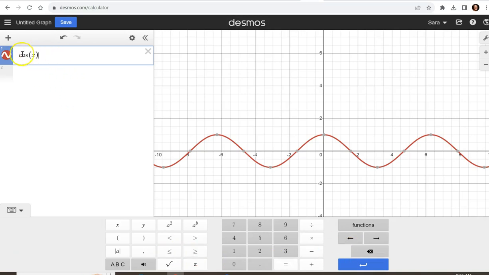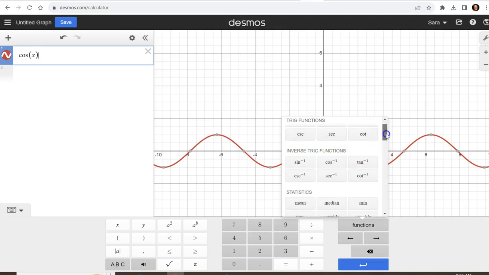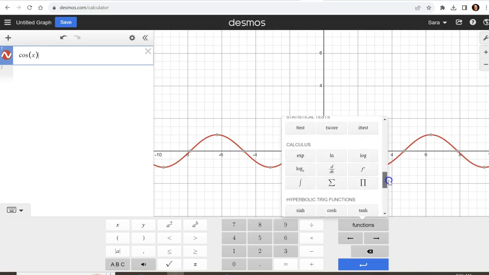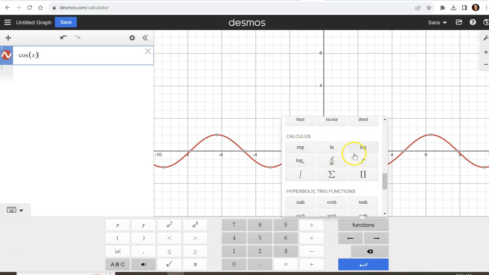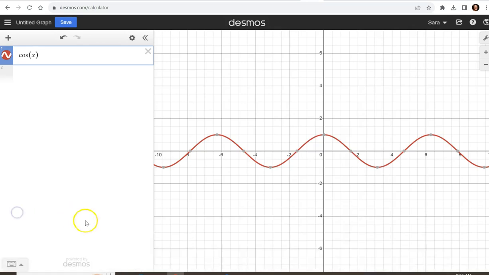If you had wanted to type in the function cosine of x and didn't want to use the keyboard, you would have been able to find that under this functions button, where it would have trig functions for you, inverse trig functions, and all sorts of other things you can explore, including calculus terms. To make this functions keypad go away, just click on the functions button again. And to make the keypad go away, click on hide keypad.